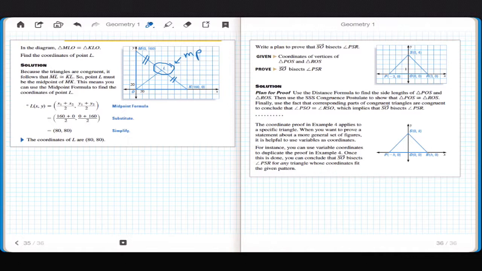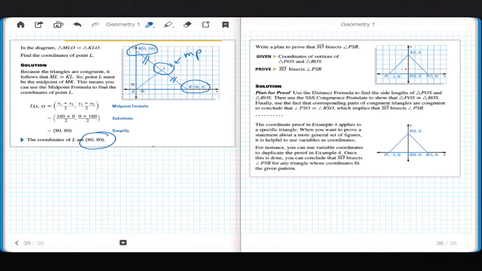So you have the point L, x and y. So you're going to do x1 plus x2 over 2 and comma y1 plus y2 over 2. And you just use your coordinates. So the coordinates they are using would be the M and the K because they're finding the midpoint between those two. So they plugged in 160 plus 0 divided by 2, which gives them 80. And then they plugged in 0 plus 160 divided by 2 gives them 80. So the coordinates of that midpoint are 80, 80.